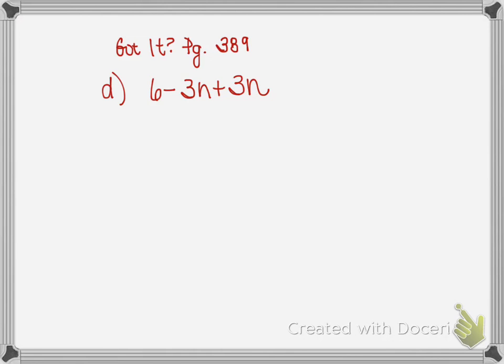Now try Got It on page 389, letter D. 6 minus 3n plus 3n. So you should have rewritten the subtraction, making this 6 plus negative 3n plus 3n. Combining your like terms, the negative 3n and the 3n cancel, and I just have an answer of 6.